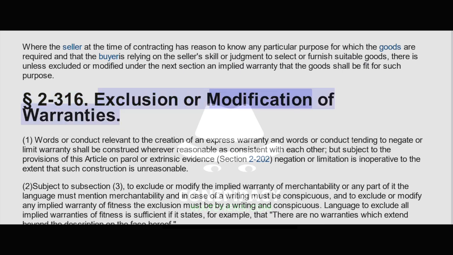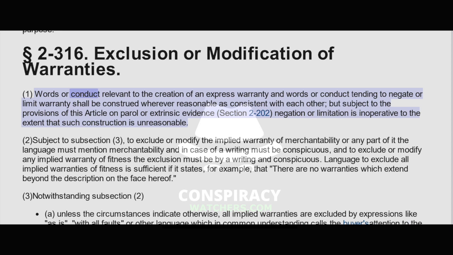Section 2-316. Exclusion or modification of warranties. Words or conduct relevant to the creation of an express warranty and words or conduct tending to negate or limit warranty shall be construed wherever reasonable as consistent with each other, but subject to the provisions of this article on parol or extrinsic evidence.